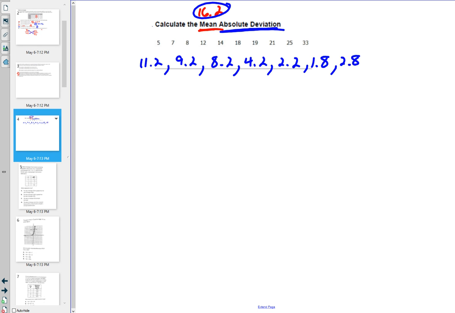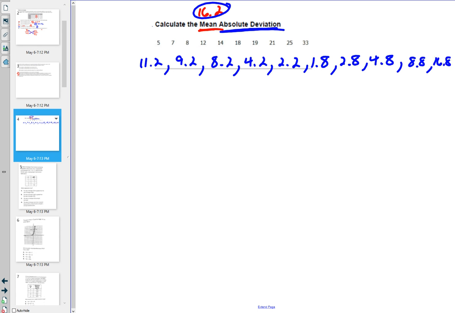And by the way, I'm getting that by subtracting. If you're not sure how I'm getting those numbers, you just subtract those numbers. You can do it either way. You can do 16.2 minus the number, or you can do the number minus 16.2. Just make sure that you always make it positive. 21 is what? 4.8. 25 is 8.8. And then finally 33 is going to be 16.8 away.